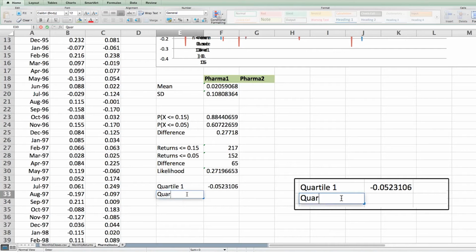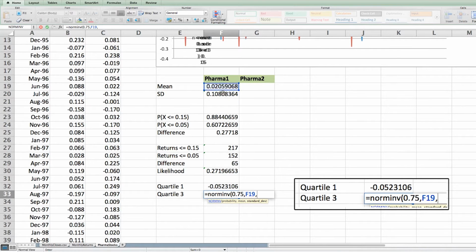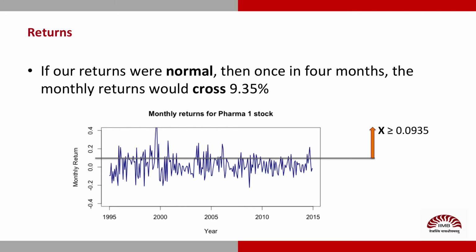Okay, is there a happy side to this? Sure, we'll look at the third quartile. So for my third quartile, I have norminv of 0.75, the mean and the standard deviation. If our returns were normal, then 1 in 4 months, the monthly returns would cross 9.35%. So I leave it to you as an exercise to show that 23% of our actual returns exceed this amount of 9.35%. I can live with that.